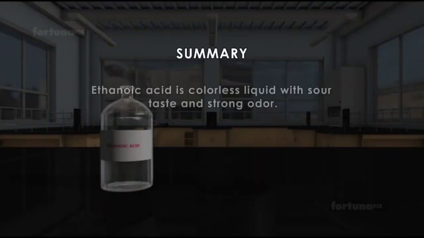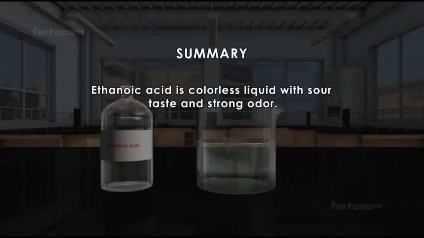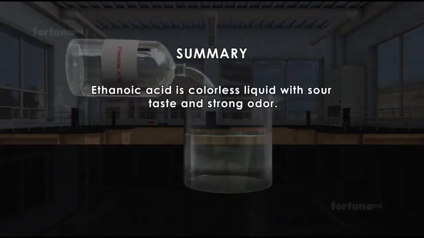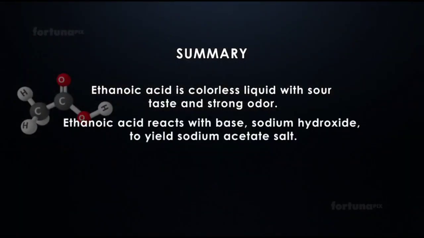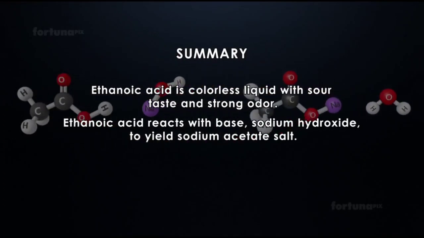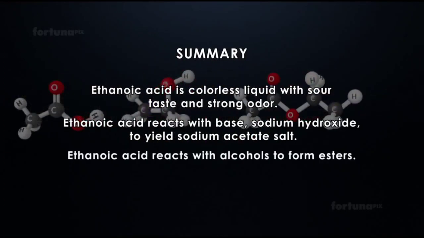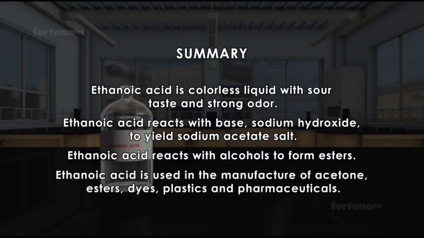Summary: ethanoic acid is colorless liquid with sour taste and strong odor. Ethanoic acid reacts with base sodium hydroxide to yield sodium acetate salt. Ethanoic acid reacts with alcohols to form esters. Ethanoic acid is used in the manufacture of acetone, esters, dyes, plastics, and pharmaceuticals.